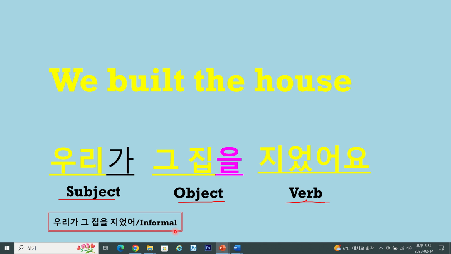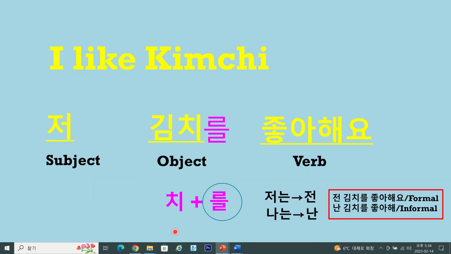Now, let's take a look at the next example. The sentence: I like kimchi. You know kimchi, right? Korean food, kimchi. I is 저. Like is 좋아해요. And 김치, kimchi, is the object, so we need particle 를.